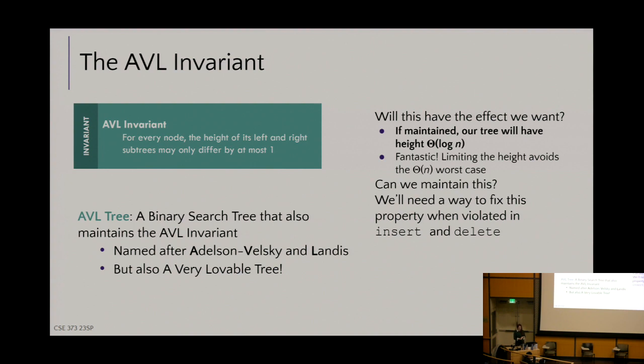But yeah, AVL stands for their last names. That's where that comes from. If we maintain this type of balance at each individual node, that means the whole tree is going to have a balance to it, which means the tree's height will be log n, which gives us a guaranteed worst case runtime of log n. The way that we are going to implement this AVL tree is not like the hash table.